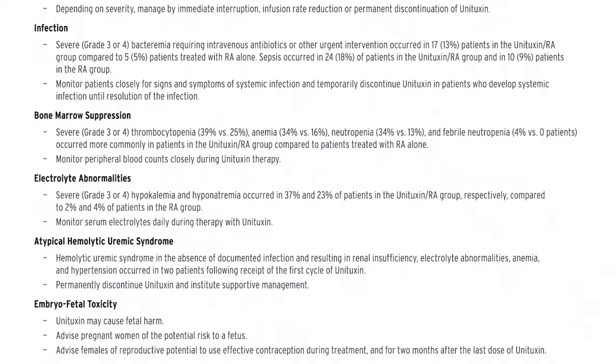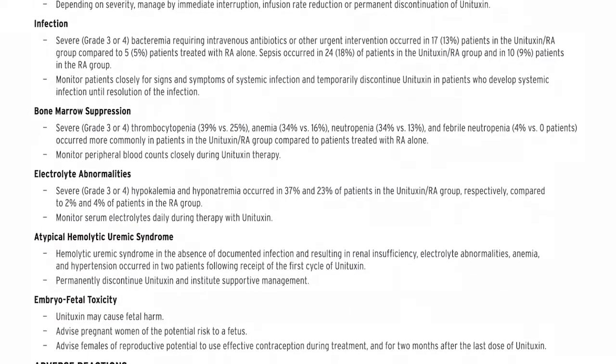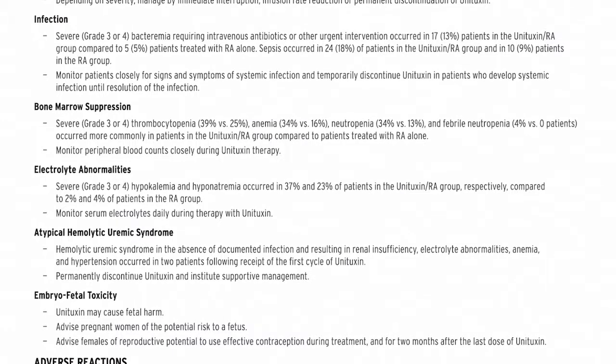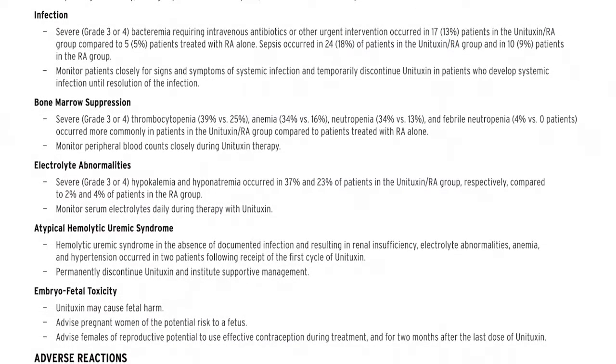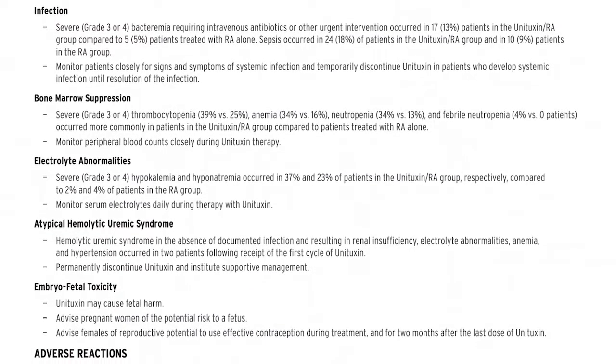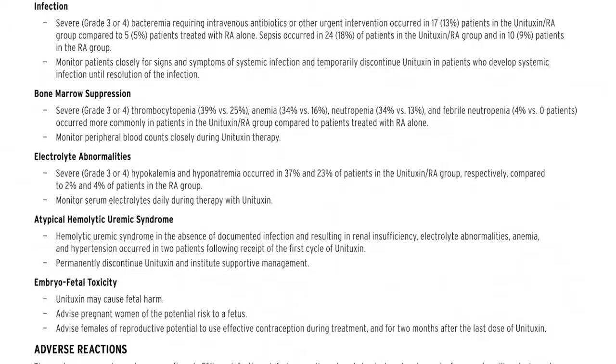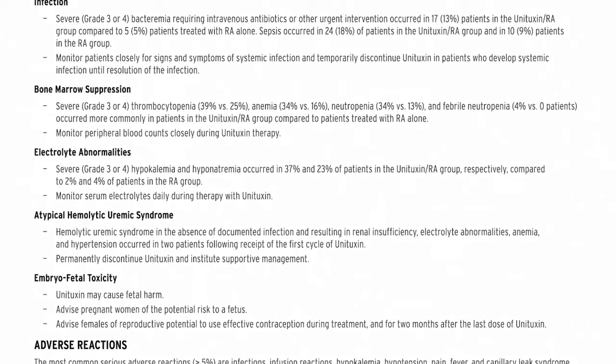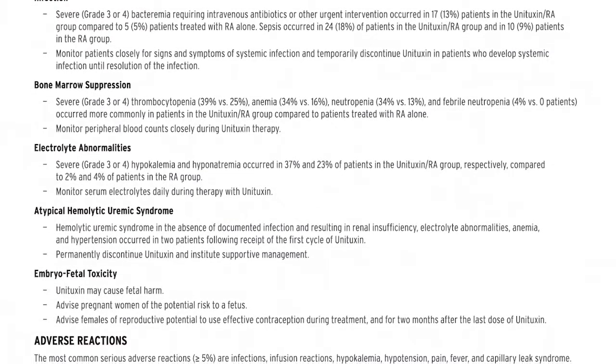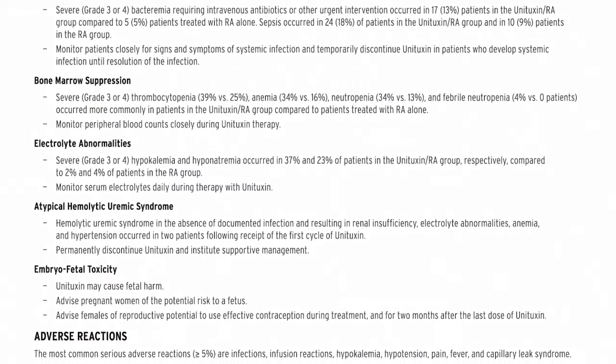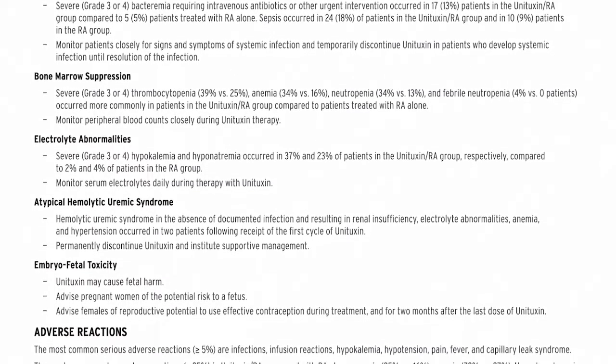Atypical hemolytic uremic syndrome. Hemolytic uremic syndrome in the absence of documented infection and resulting in renal insufficiency, electrolyte abnormalities, anemia, and hypertension occurred in 2 patients following receipt of the first cycle of Unituxin. Permanently discontinue Unituxin and institute supportive management.